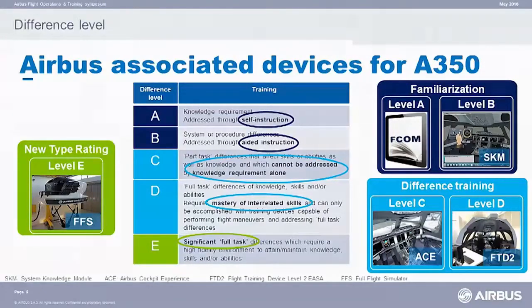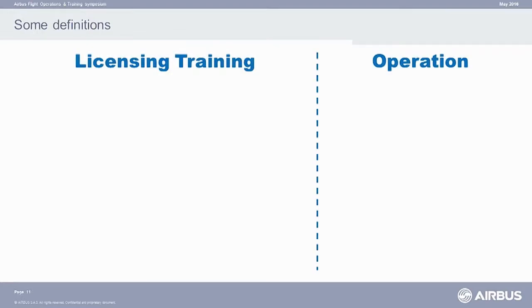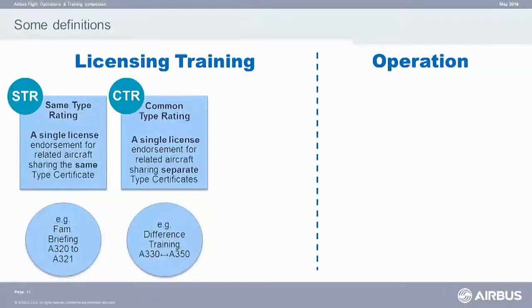So, having recalled that, let's see now some use cases and some definitions to start. In fact, we have to separate the licensing training and the operations. For the licensing training, we can speak about same type rating. Same type rating is when we have a same type certificate and a single license endorsement between two variants. We can speak about common type rating. A common type rating is a single license endorsement for aircraft having separate type certificates. This is the case for the Airbus 350 and the Airbus 330.